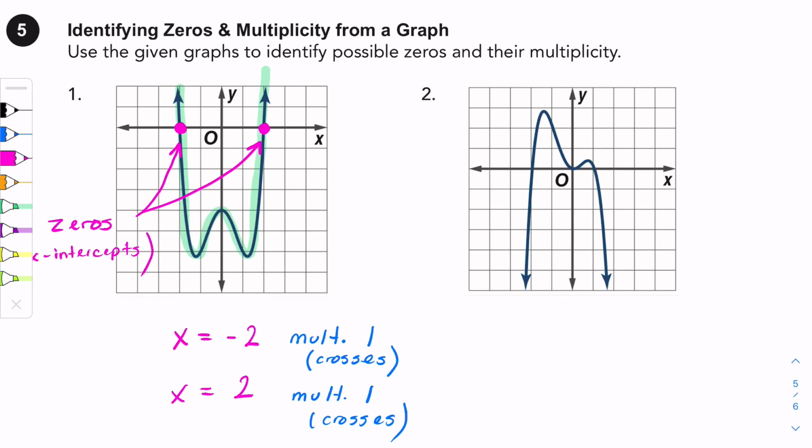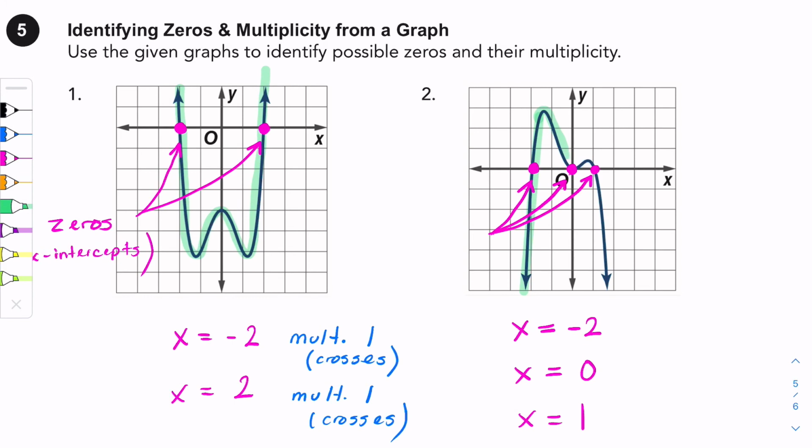Number 2, we have a 0 here, here, and here. So I'm indicating everywhere the graph either touches the x-axis or crosses through the x-axis. So we have a 0 at x equals -2, at x equals 0, and at x equals 1. If I trace through the graph, right here I'm drawing straight through at this point, so I know that multiplicity is going to be an odd number, a low odd number such as 1.